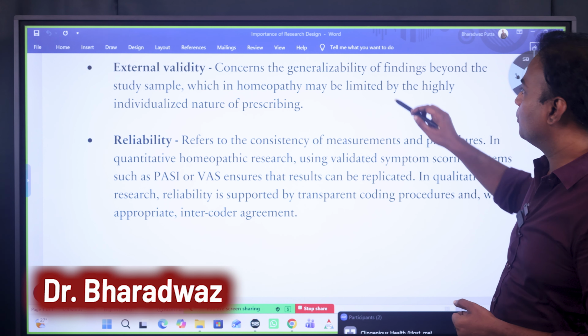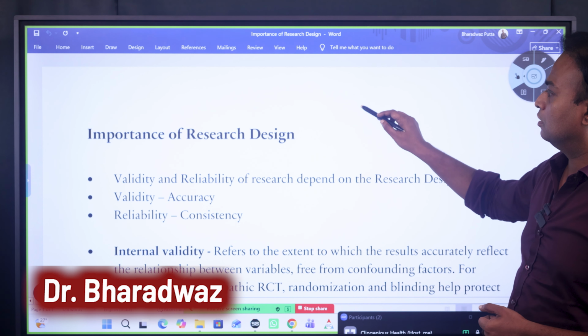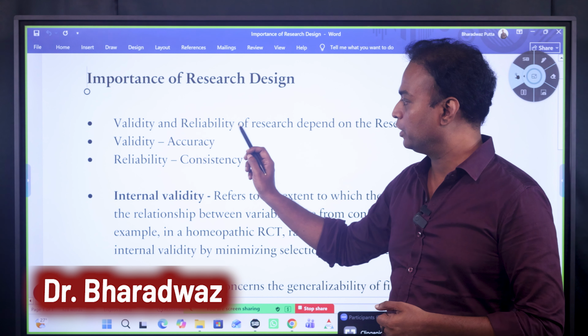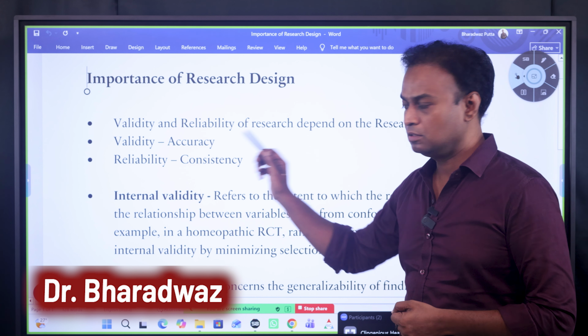So this is about the importance of research design. If you have a good research design, the results are valid, that is accurate, and the results are reliable, that is consistent.